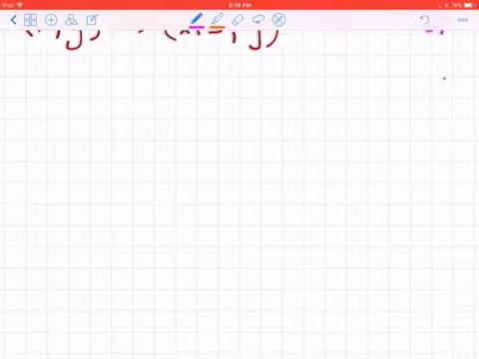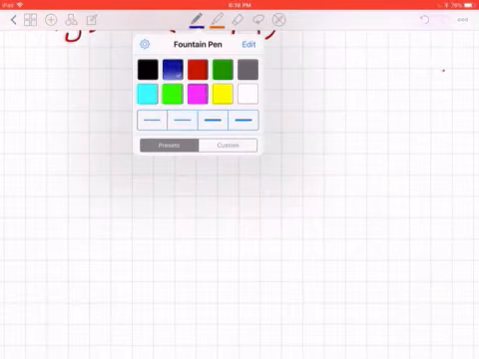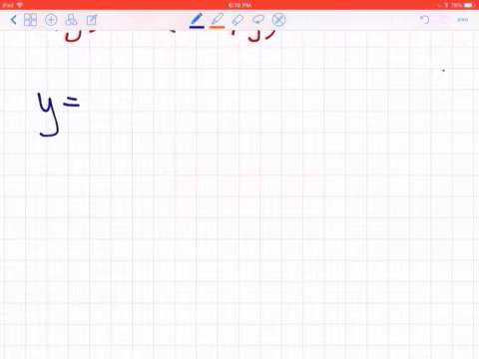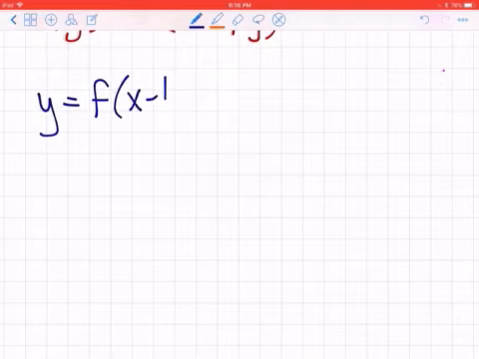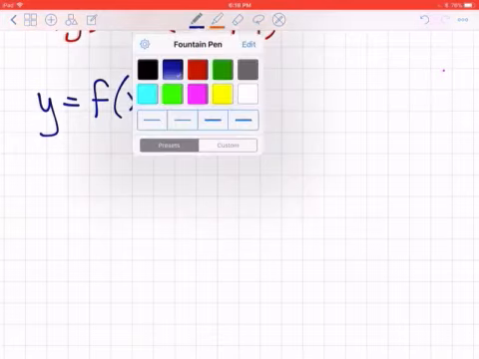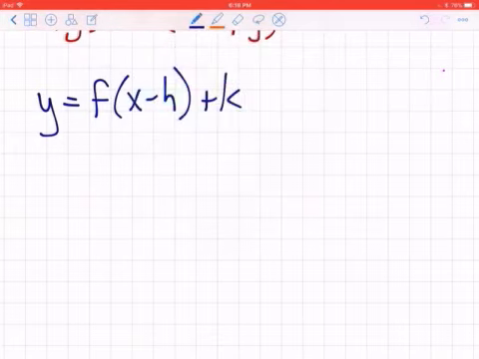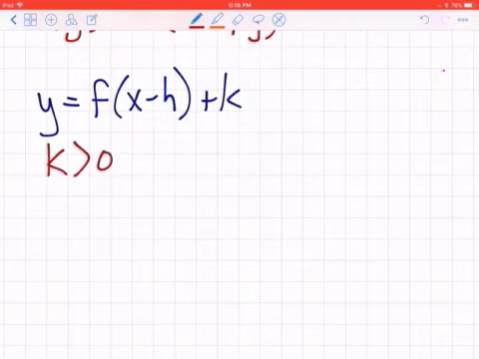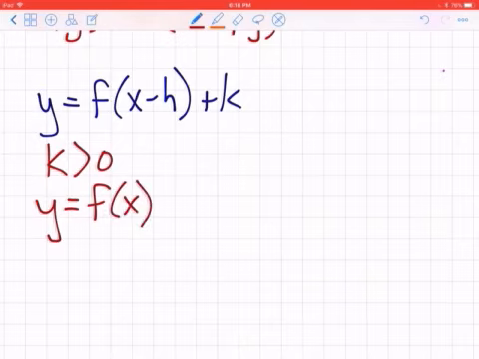So if we then look at the same thing with the k values, I'm just going to scroll up a little bit. Give a new equation here. So y equals f at x minus h plus k. Well, in this case, let's say we start off with k being positive. So is k greater than 0? Then we would say, let's say it's y equals f at x. We'll just leave h as 0 for right now.